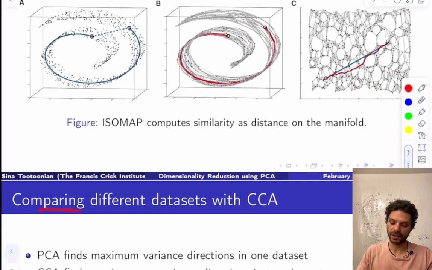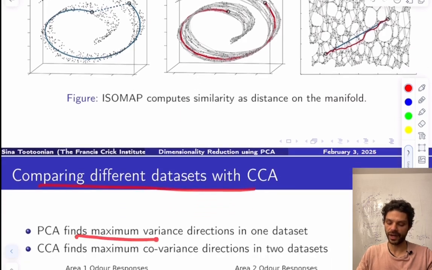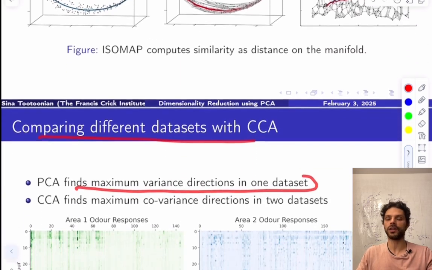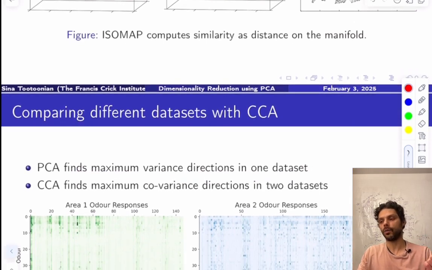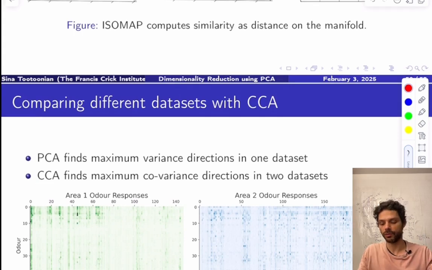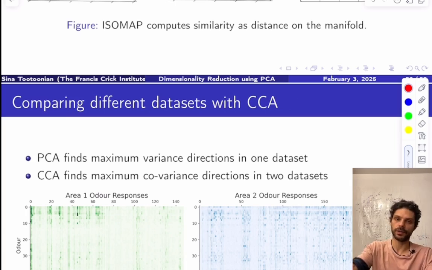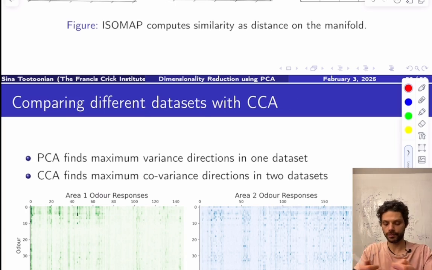Now, what if you have different data sets? PCA is finding variance directions in one data set. You can imagine it as finding directions which have high covariability with themselves. What's variance? It's the covariance of something with itself, right? So PCA is finding directions that have high covariance with themselves. Now, what if you have two data sets? It's very natural to consider one direction from one data set and another direction in another data set, where those projections have high covariance. And that's actually quite useful.